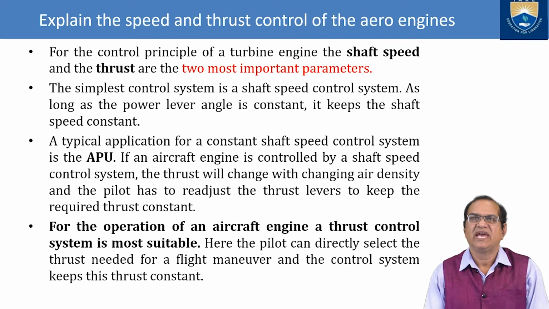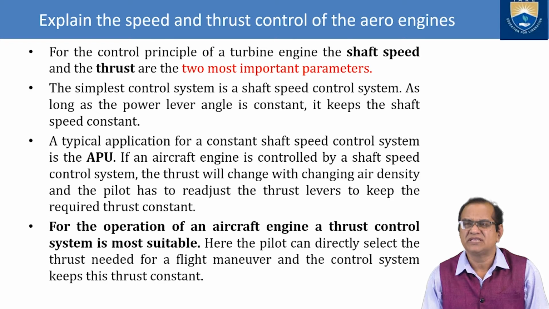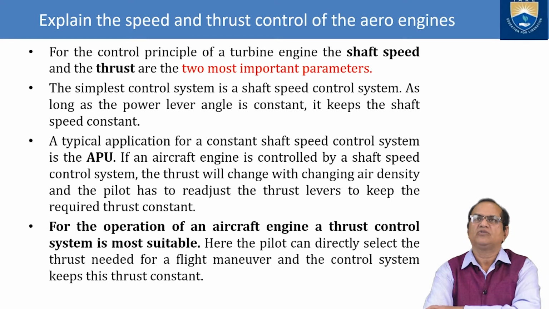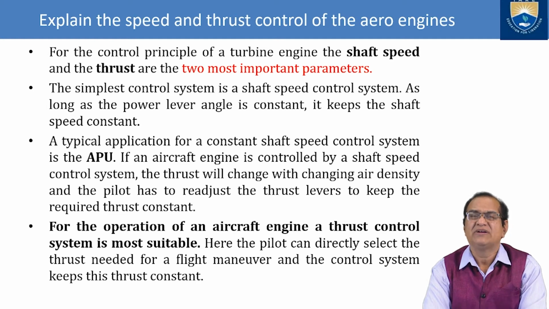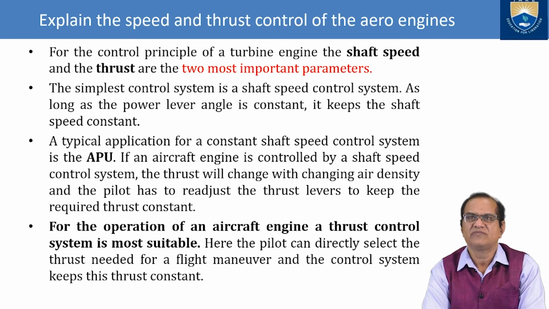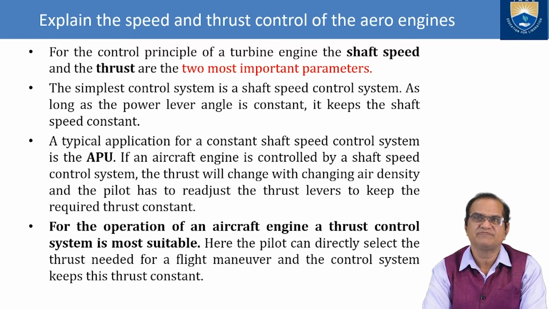Next question is, explain the speed and the thrust control of any aero engine. So how the speed and the thrust control of the aero engine is achieved, this I am going to discuss in this question. For the control principle of a turbine engine, the shaft speed and the thrust are the two most important parameters.